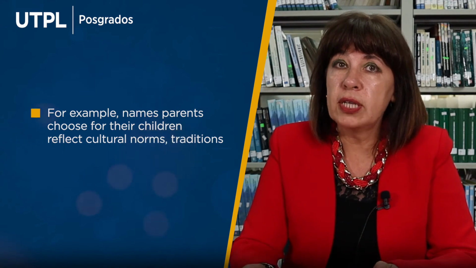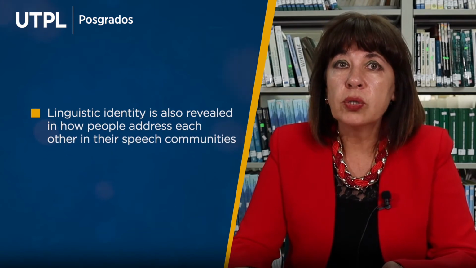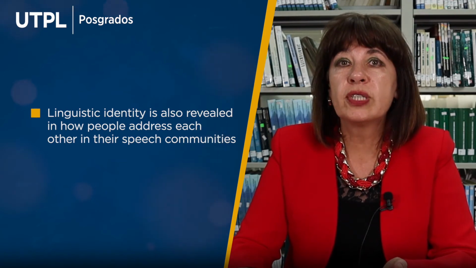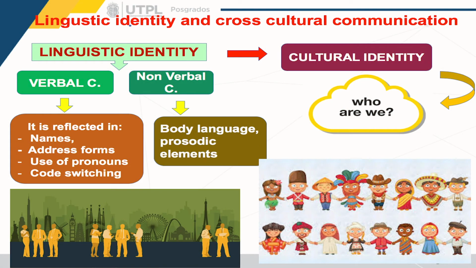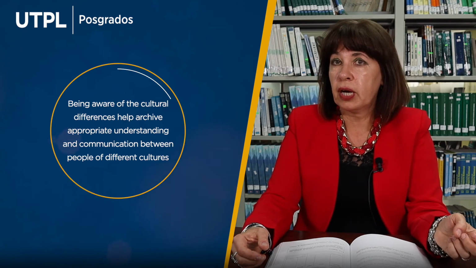Let us say the name Jose will not be probably given to a son in a Chinese family. Linguistic identity is also revealed in how people address each other in their speech communities, in the use of titles, for example, in code switching, and so on. The same is true about nonverbal signals of communication that vary from culture to culture. Linguistic identity represents a part of intergroup communication within the subculture group and influences cross-cultural communication and is reflected in cultural identity. Being aware of the cultural differences helps achieve appropriate understanding and communication between people of different cultures.